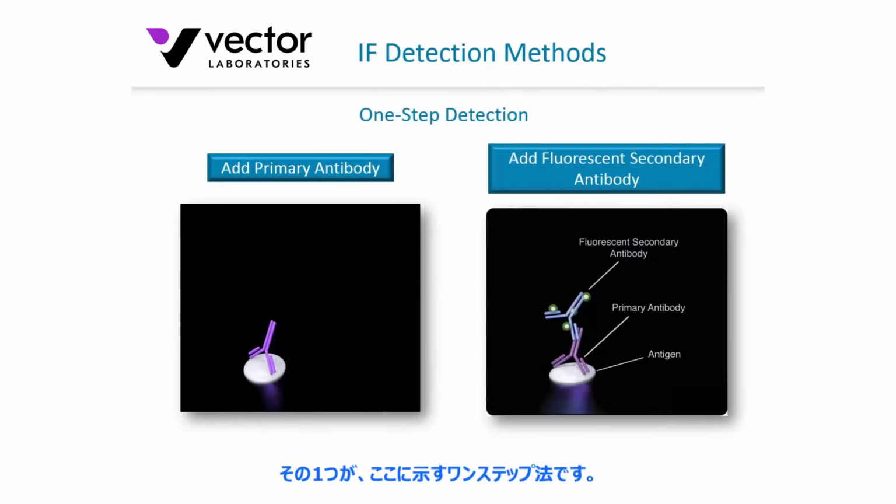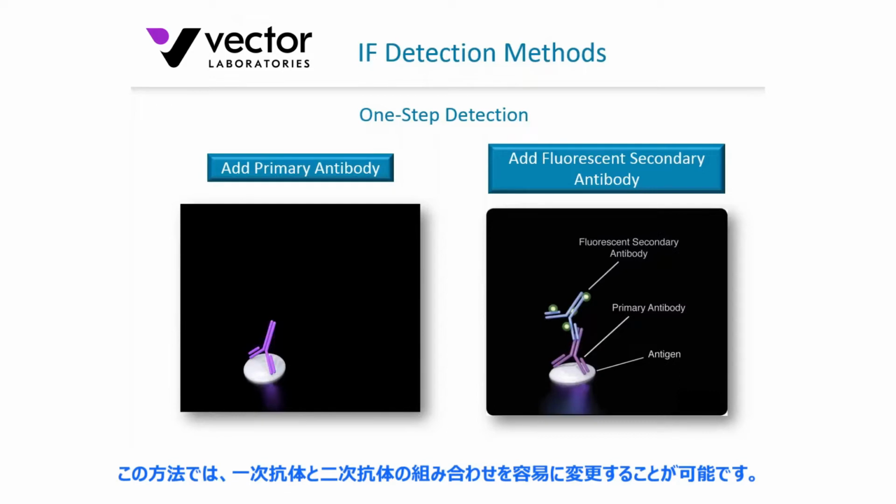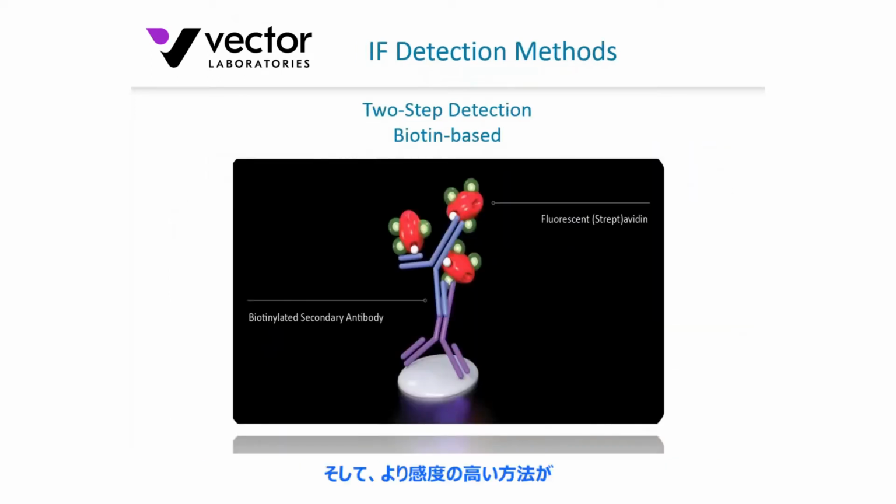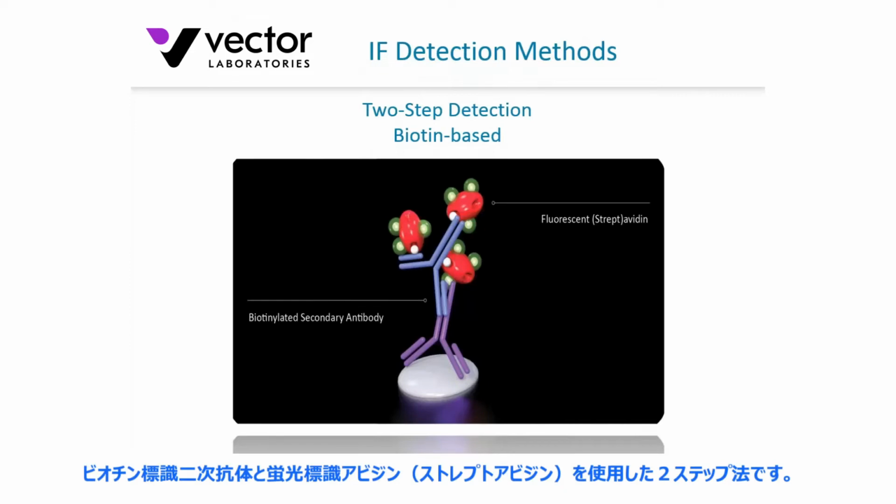And one of them is this one-step methodology, whereby you use an unconjugated primary antibody followed by a fluorescent secondary antibody of your choice. And this is very easy to swap between primary antibodies and secondary conjugates. A further, more sensitive methodology would be a two-step Biotin-based system, whereby you've got a biotinylated secondary antibody and then your choice of, say, avidin or streptavidin fluorophore.